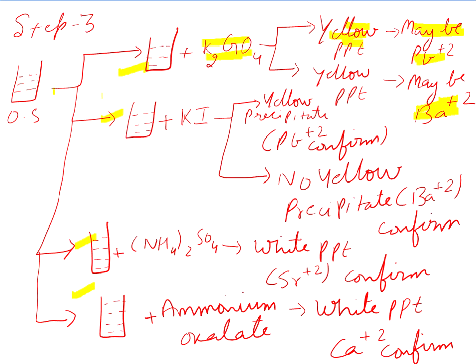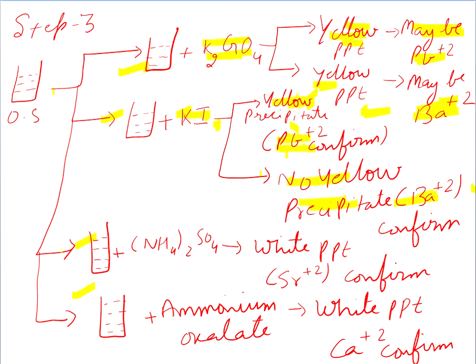In that test tube only you have to take potassium iodide, KI solution. If yellow precipitate forms, then it will be lead, confirmed lead. If no yellow precipitate forms, then it will be barium.